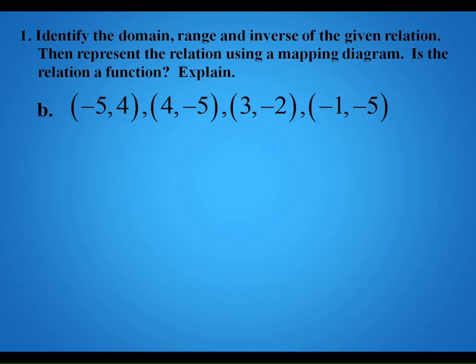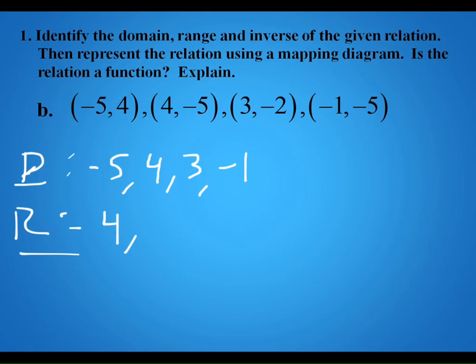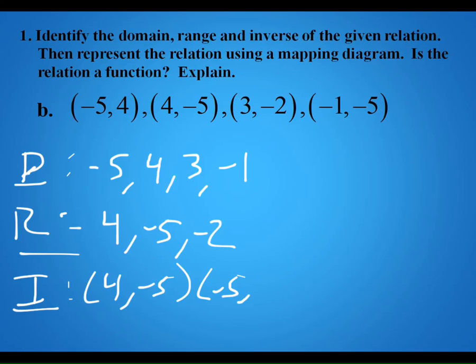First, identify the domain. Domain's all the x's: -5, 4, 3, -1. Range, all the y's: 4, -5, -2. Again, I don't have to list -5 again because I've already listed it as part of the range. Inverse, I just switched the ordered pairs: (4, -5), (-5, 4), (-2, 3), and (-5, -1). So there's the domain, the range, the inverse. I need the mapping, and then tell me is it a function.